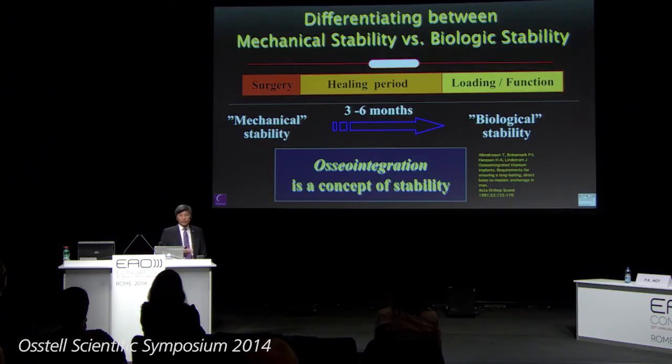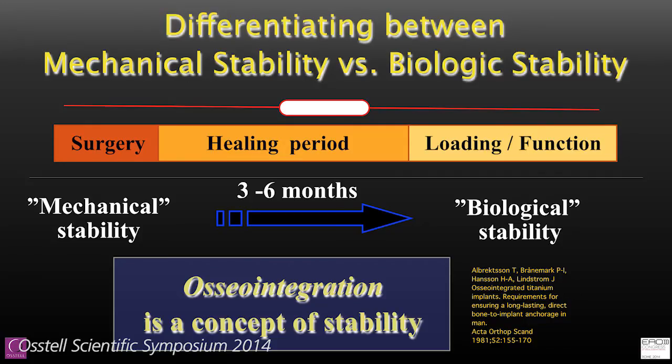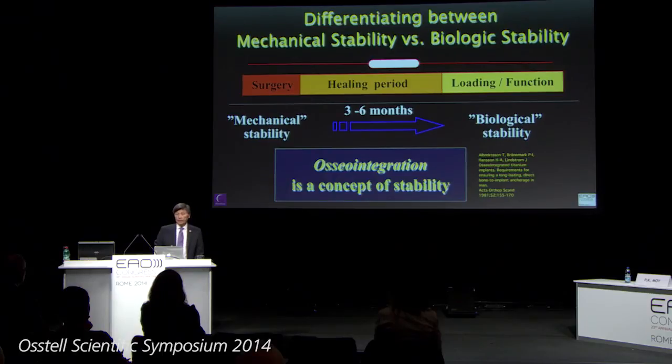So you've seen this chart. We need to understand that osseointegration is a spectrum of stability, and it converts from mechanical to biologic stability over a certain period of time. And yes, the studies show that at 3 weeks, the conversion has already started. And in many patients, that conversion has completed at 6 weeks.